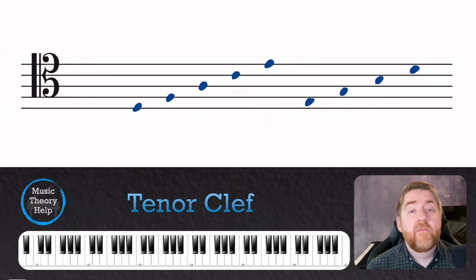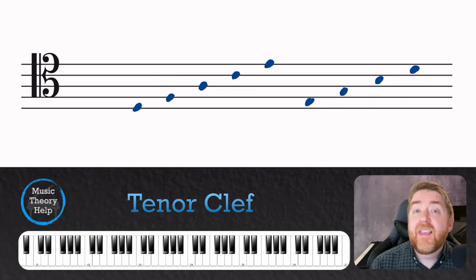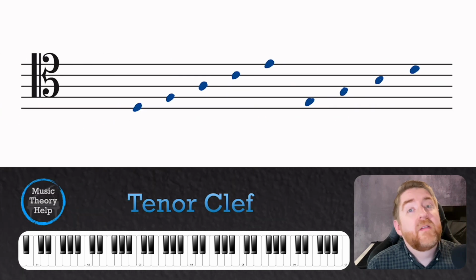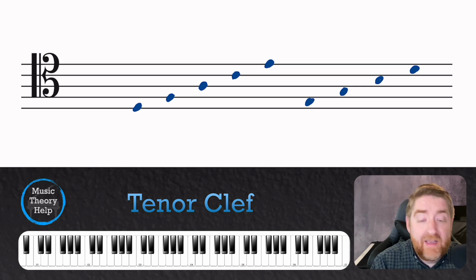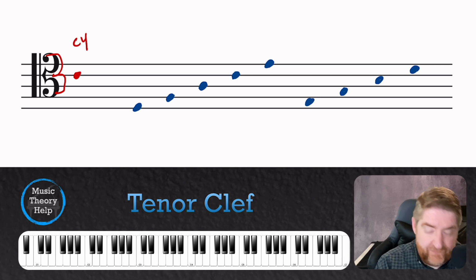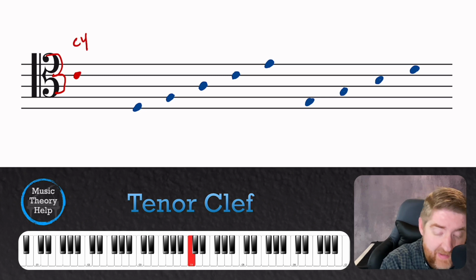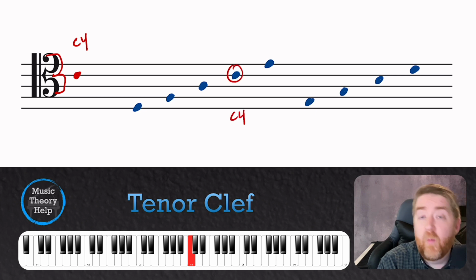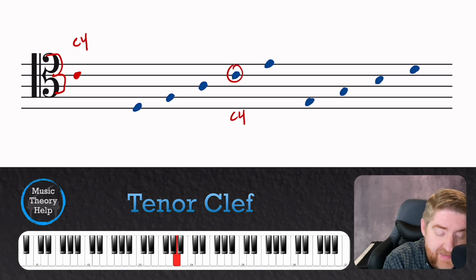Let's look at tenor clef. The same idea applies. You'll see the clef looks the same, but it's in a different place on the staff. So now instead of the third line, it's the fourth line that's middle C. We can do exactly the same thing. If this is C4, we can identify our other lines and spaces.